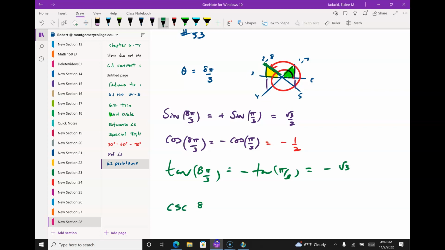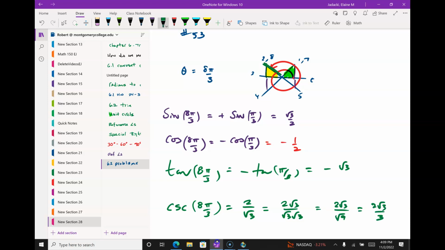Cosecant of 8 pi over 3. Well, this is nice because I don't have to think anymore. I already know what the sign is. So cosecant is just the upside down. 2 over square root of 3. And we usually like to rationalize. So I'm multiplying by 1 in the form of rad 3 over itself. So I get 2 rad 3 over square root of 9. So I get 2 rad 3 over 3.